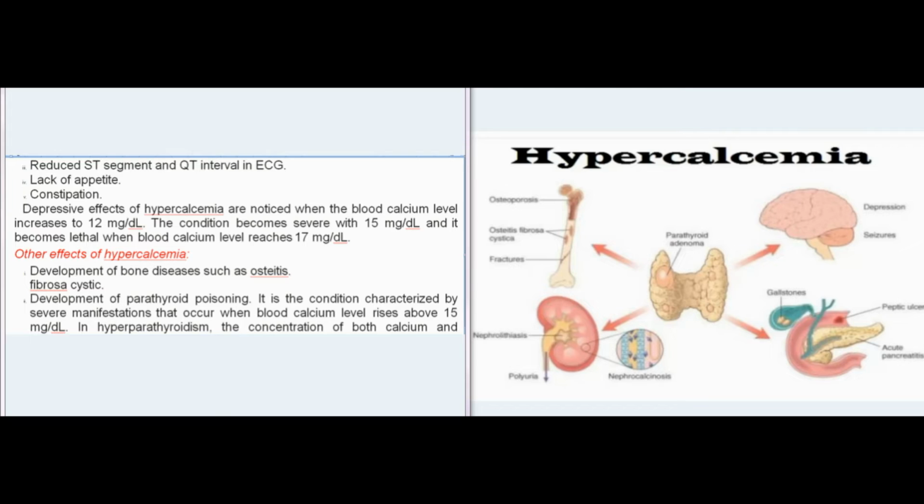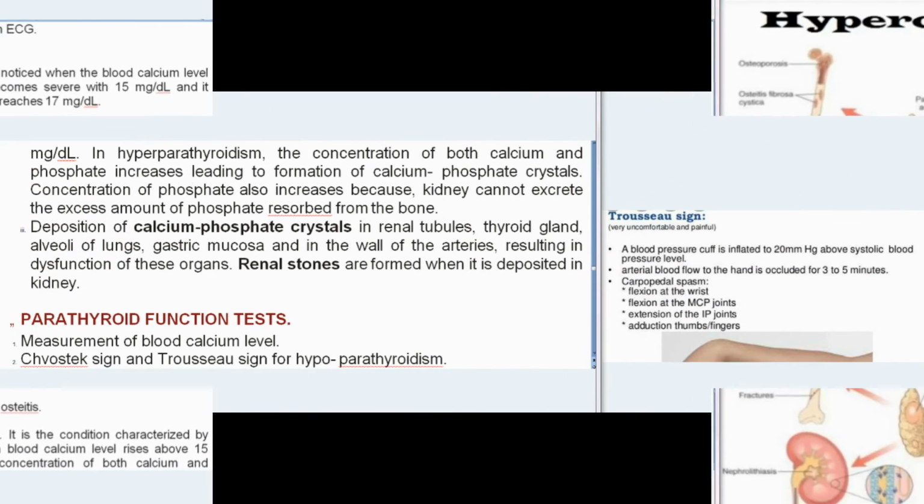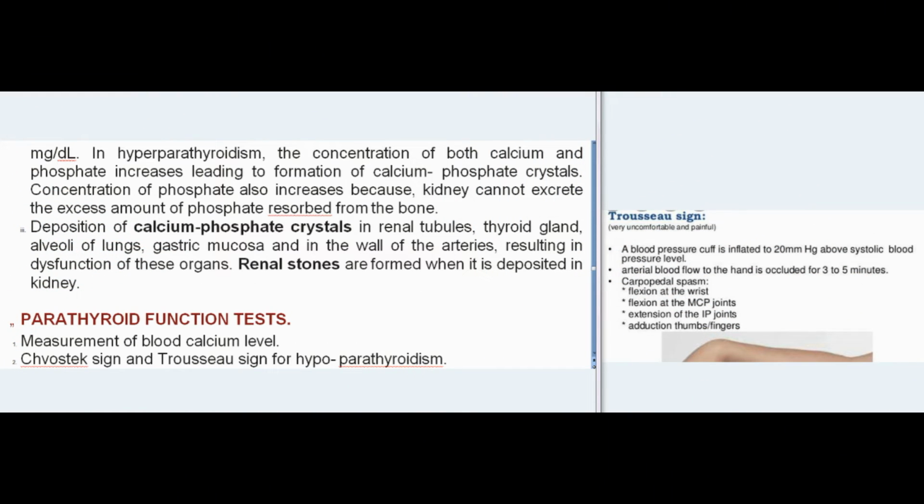Other effects of hypercalcemia: development of bone diseases such as osteitis fibrosa cystica, and development of parathyroid poisoning. It is the condition characterized by severe manifestations that occur when blood calcium level rises above 15 mg/dl. In hyperparathyroidism, the concentration of both calcium and phosphate increases, leading to formation of calcium phosphate crystals. Concentration of phosphate also increases because kidney cannot excrete the excess amount of phosphate resorbed from the bone.